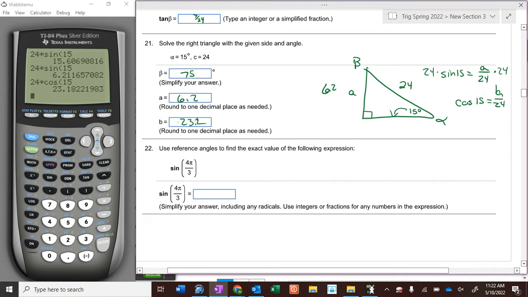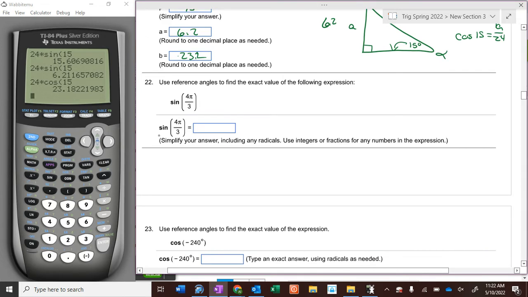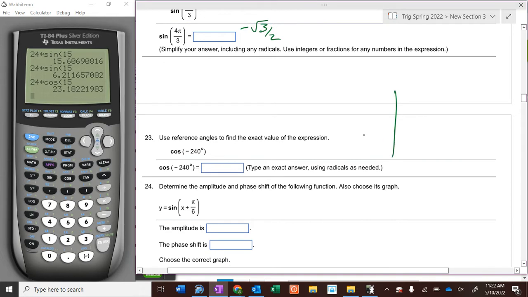Okay. Reference angle to find the exact value of the sine of 4 pi over 3. Well, your unit circle will help you with that. The sine of 4 pi over 3 should be negative square root of 3 over 2. Are you good with that? Okay. Cosine of negative 240. Cosine of 240 is here, but we want the cosine of negative 240, so you go back this way, and you're actually at 120, which is negative 1/2 for cosine.